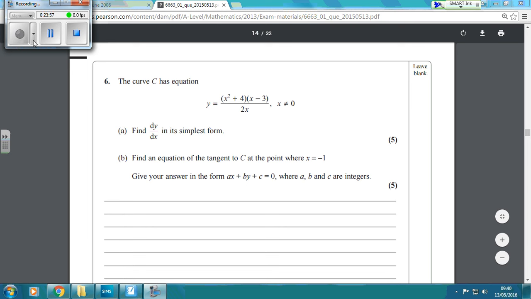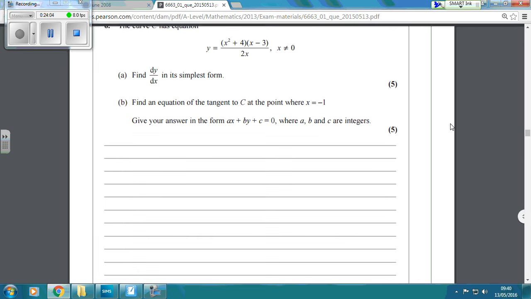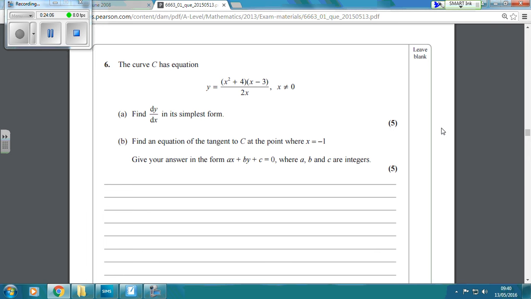Okay, so question 6. The curve has this equation. We've got to find dy by dx. Now, in every single one of these types of questions, before you can do dy by dx, or whether we integrate as well, we've got to get it into a form where we can actually integrate it. And here, it's an absolute car crash. We can't integrate it at the moment. We've got to simplify it. So we're going to use a smiley face method to multiply it out, and then we're going to divide. Then we're going to split it into 4 different parts and divide each of those parts by 2x.